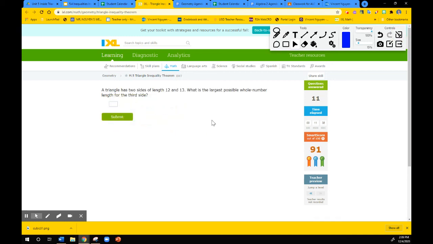Again, we're looking for the largest possible, so we add them. 12 plus 13, which is 25. This is too large, so we have to go back one, which is 24, because we have to allow this to be bigger than the largest side. So it has to be 24, not 25. 25 is too big. 24. Submit.